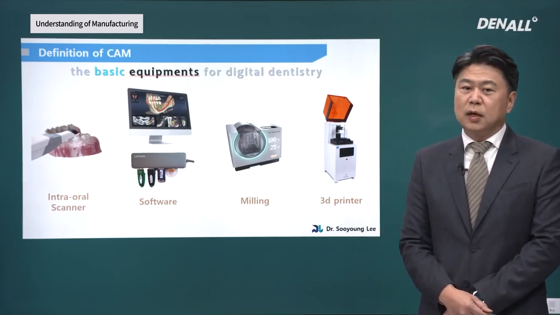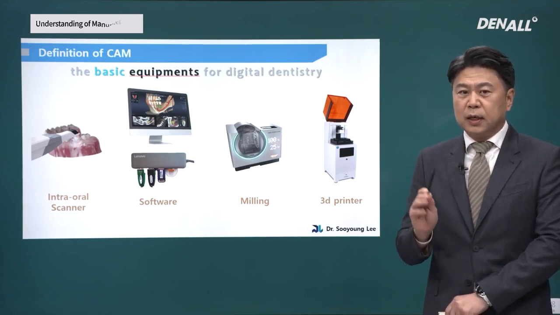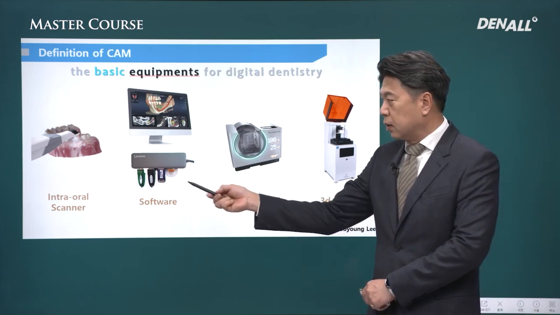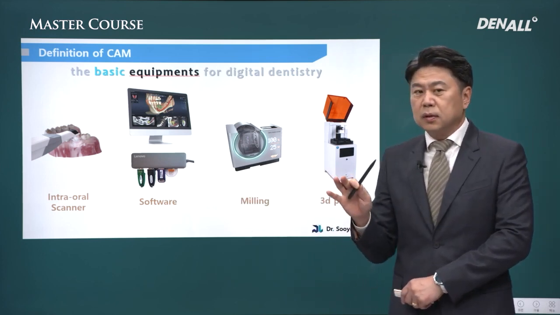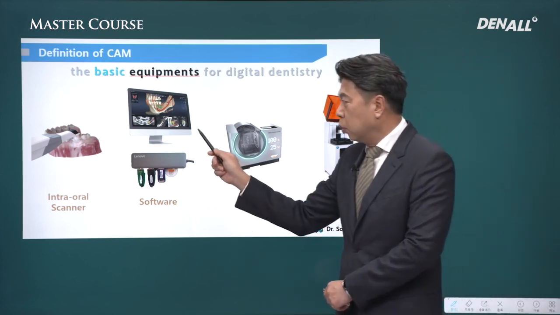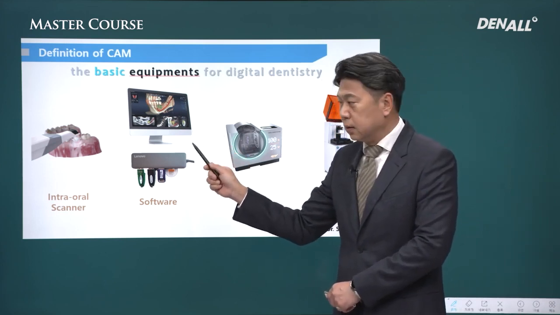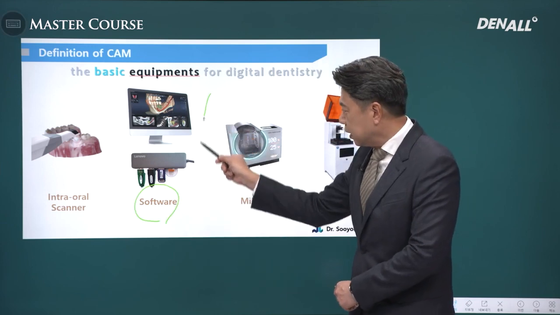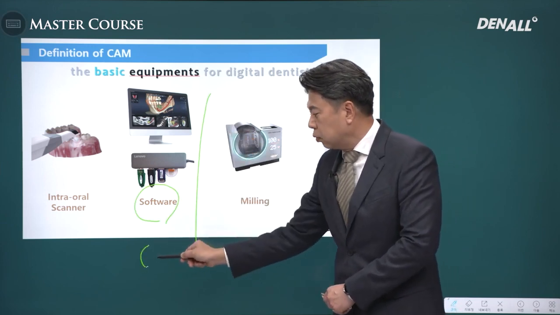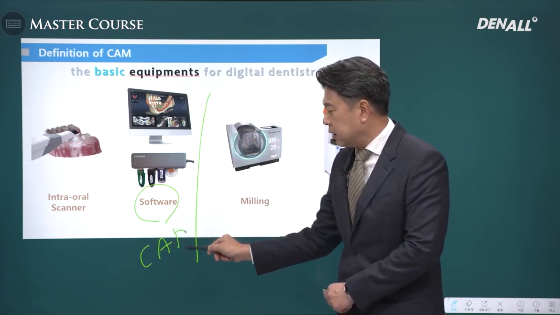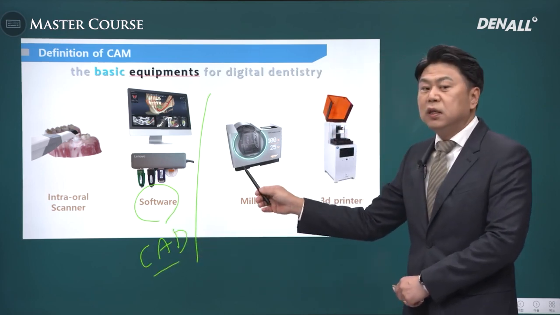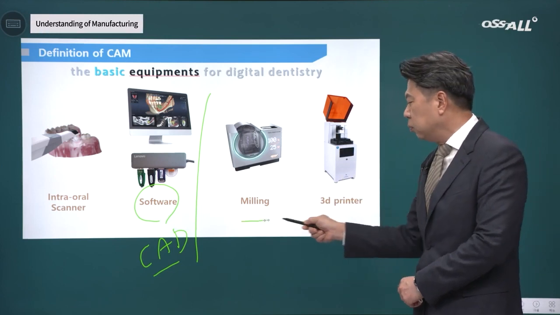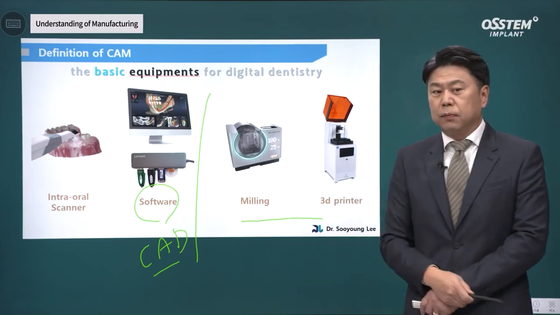As I mentioned a number of times, there are 4 basic equipment for digital dentistry. The first one is the scanner, a model scanner or intraoral scanner, and the scan data needs to be utilized to fabricate prostheses or devices. That's the software. Up to here, it's CAD. We use the word CAD quite a lot, and the post-processing involves milling or 3D printer.